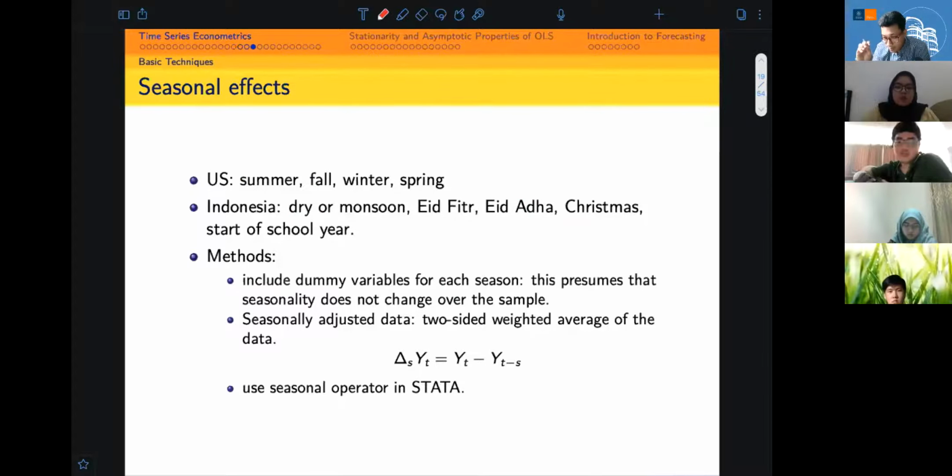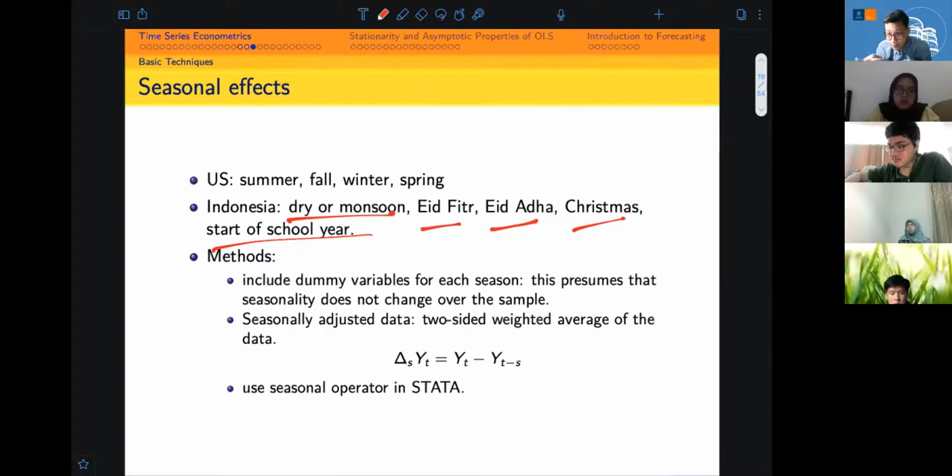Recall that in addition to trend, there's also a seasonal component. In the United States context, for example, there's summer, fall, spring, and winter, and the economy has different patterns depending on the season in effect. For example, the demand for corn is seasonal, and the demand for apples is also seasonal. In Indonesia, the seasonality is quite different, and quite interesting. We have the dry or the monsoon season, which affects commodity prices, particularly agriculture commodities. And you also have big events such as Eid Fitr, Eid Adha, Christmas, and the start of the school year.